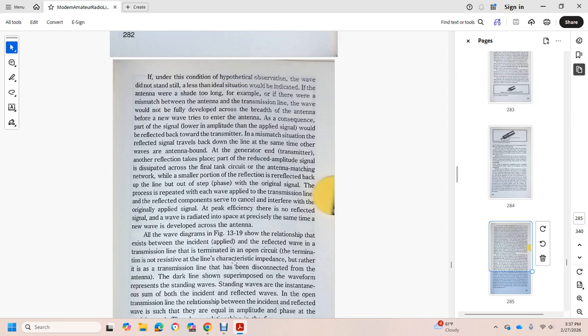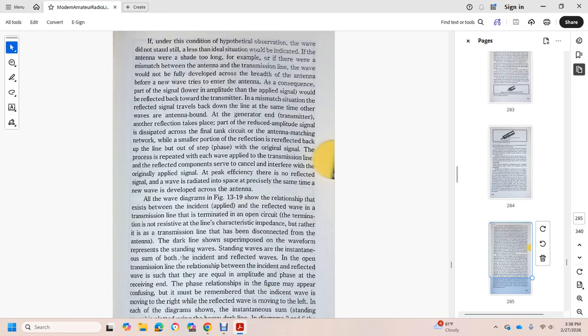All wave diagrams in figure 13-19 show the relation that exists between the incident and the reflected wave on the transmission line terminated with an open circuit, or a termination that resisted the line characteristic, compared with the transmission line disconnected from the antenna. The dark line is superimposed with the waveform representing the standing wave, the instantaneous sum of both the incident and reflected waves. The relation between the incident and the reflected wave shows they are equal in amplitude and phase at the receiving end.